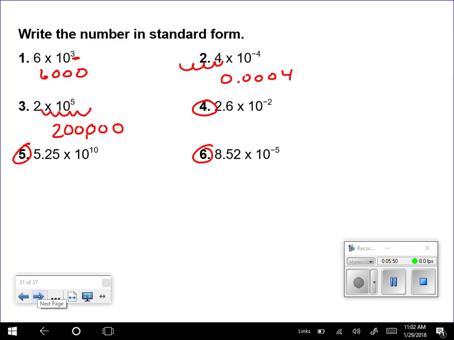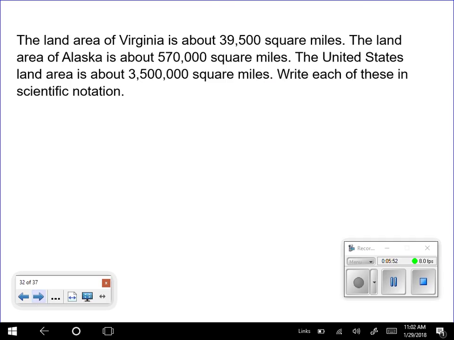Hopefully you're kind of remembering this. So the last thing, we're just going to look at some more examples. The land area of Virginia is about 39,500 square miles. The land area of Alaska is 570,000 square miles, and the United States land area is 3,500,000 square miles. Write each of these in scientific notation. So I'm going to take each one.